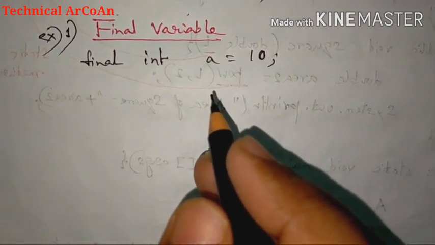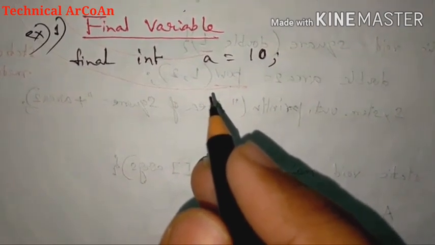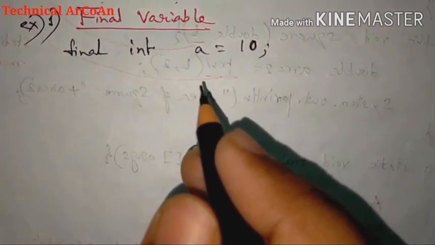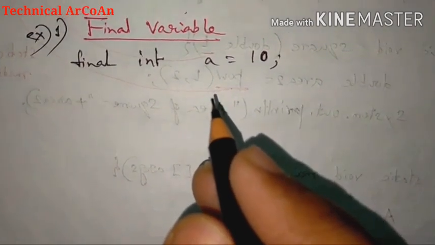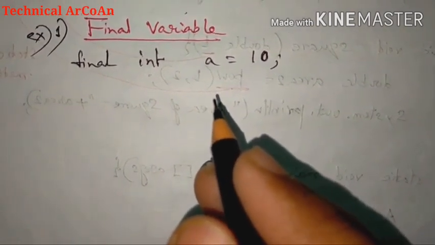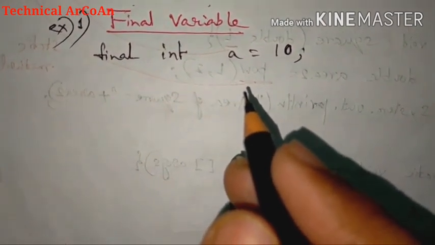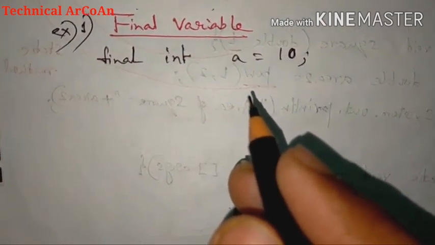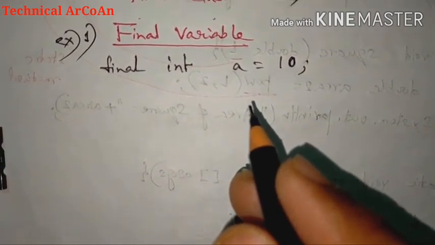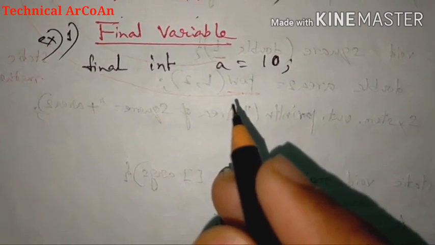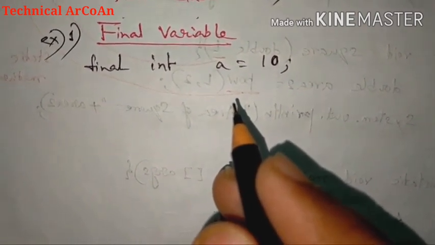A final variable that has no value is called a blank final variable or uninitialized final variable. Okay? It can be initialized in the constructor only. The blank final variable can be static also, which will be initialized in the static block only.